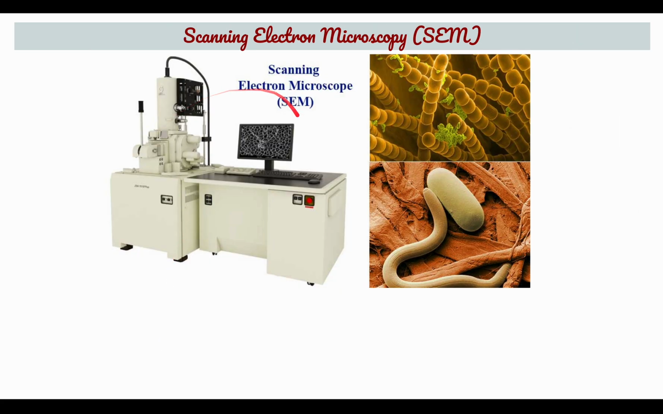So this is how the scanning electron microscope appears, and these are some of the pictures taken from the scanning electron microscope. You can see this gives you a 3D representation of the surface of the specimen. You cannot see what is inside, but you can see what is at the surface.